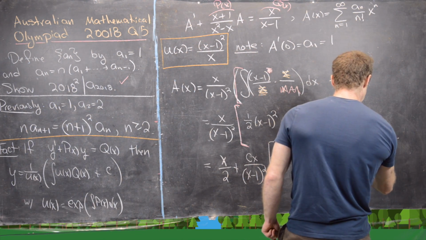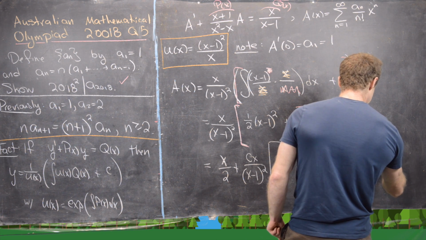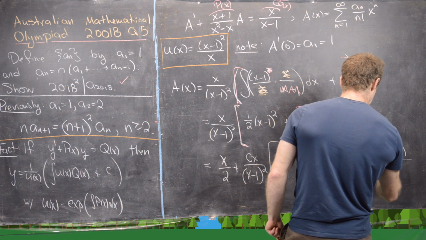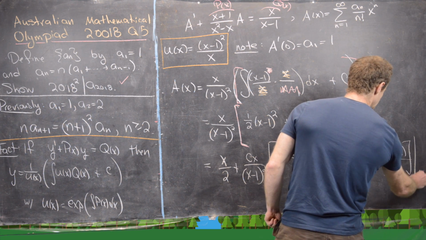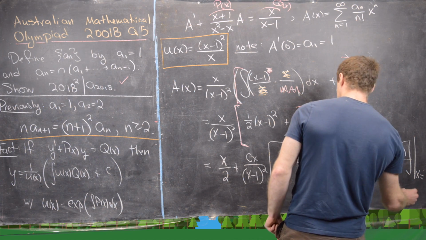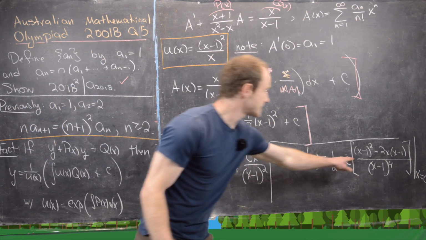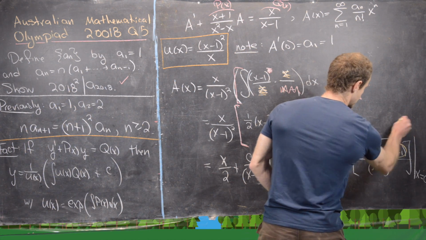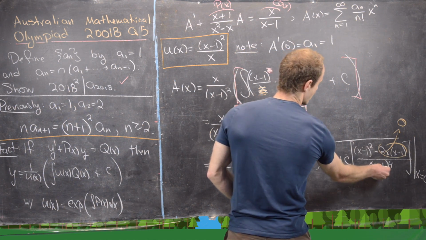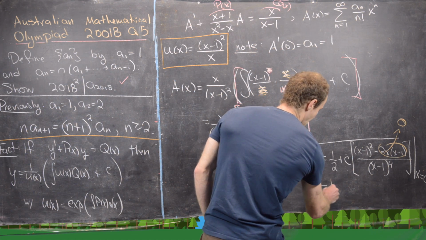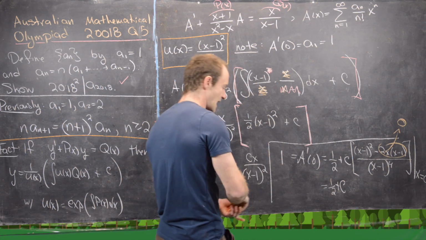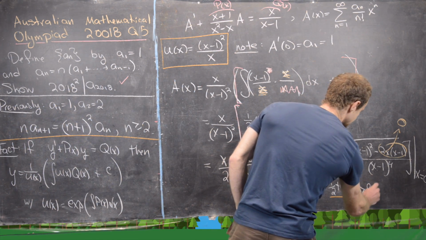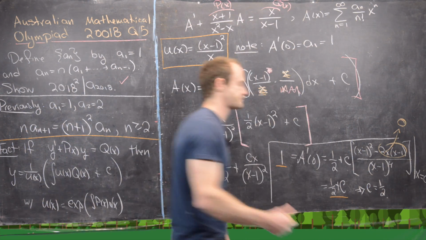So that's going to give me (x minus 1) squared minus 2x times (x minus 1), and then that's all over (x minus 1) to the 4th power, and now I need to evaluate that at x equals 0. So notice that evaluating this at x equals 0, well, this guy is going to zero out, and then this is going to give us 1 over 1. So we get 1/2 plus c. But now if we compare, 1 equals 1/2 plus c, which tells us that c equals 1/2.